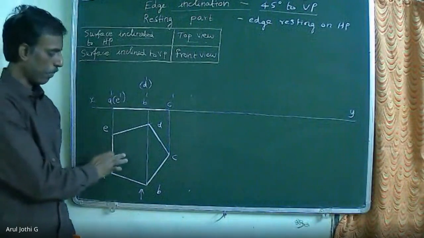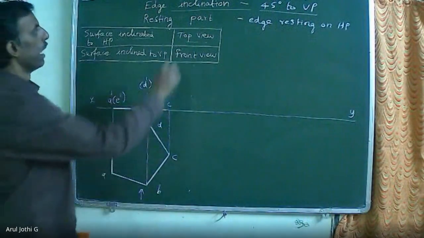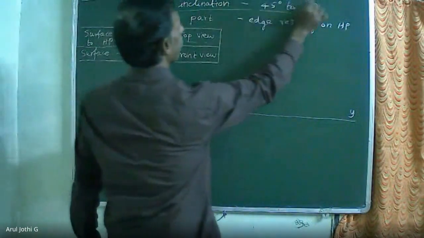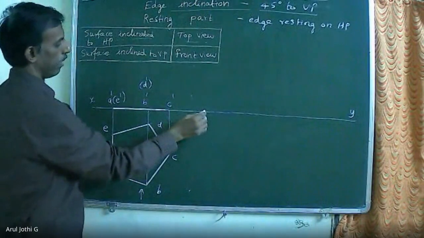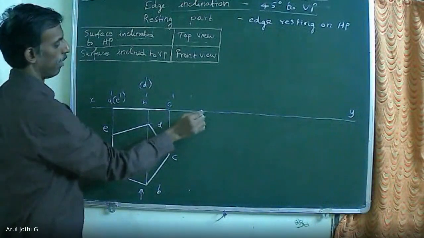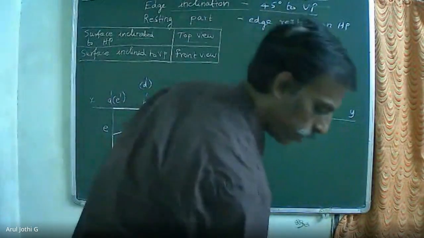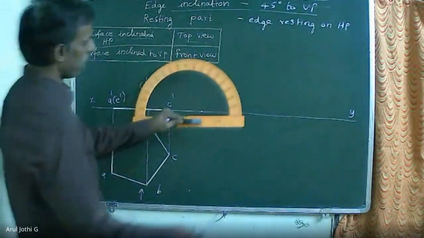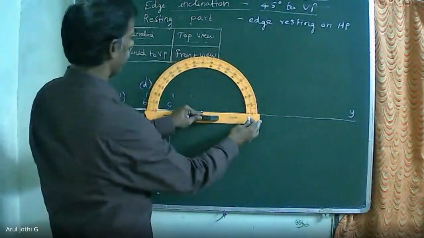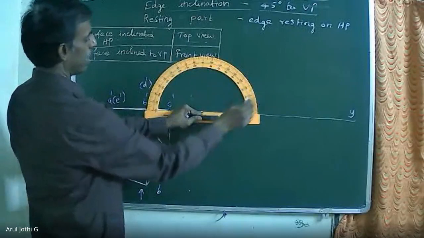Now the pentagonal plane is lying on the horizontal plane. And in the second diagram, the plane surface is inclined 30 degree to HP. Now mark one point on the XY line. Now we are going to tilt the front view so that the plane surface will be inclined 30 degree to HP. So mark 30 degree here.